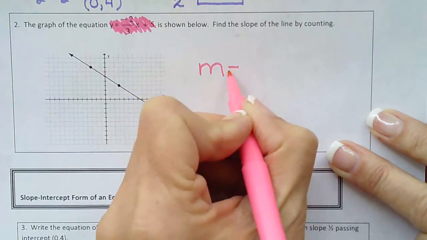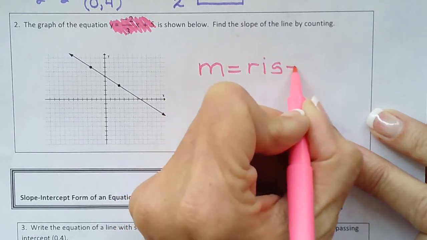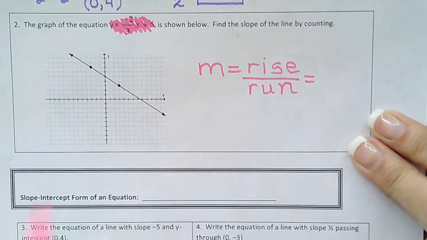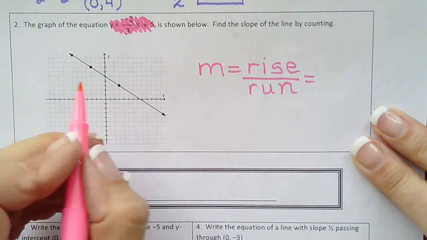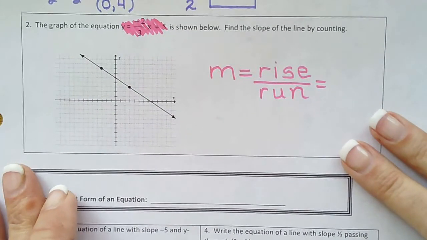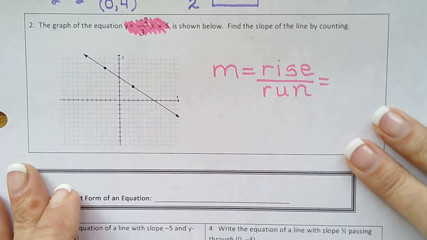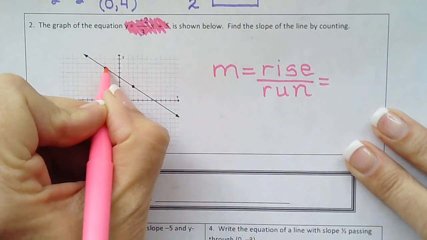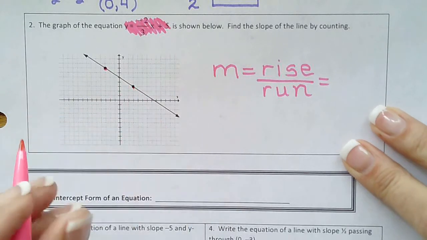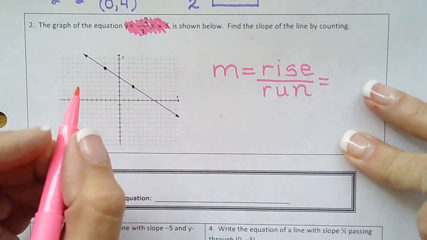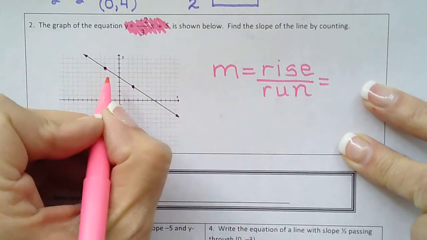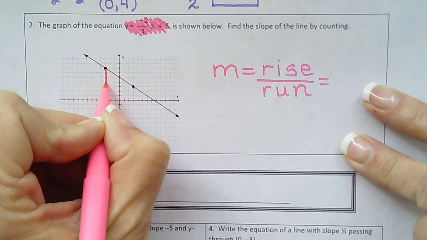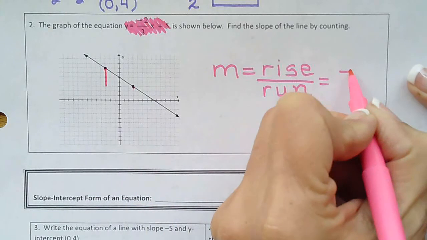So m equals rise over run. So the other thing we learned when we were doing this method is that you always start from the left-hand point and you travel to the right-hand point, just like you read a book from left to right. So this is my starting point. This is my ending point. So I need to count the lines. First is rise. So that means I'm going to go down 1, 2, 3, 4. So that would be down 4.